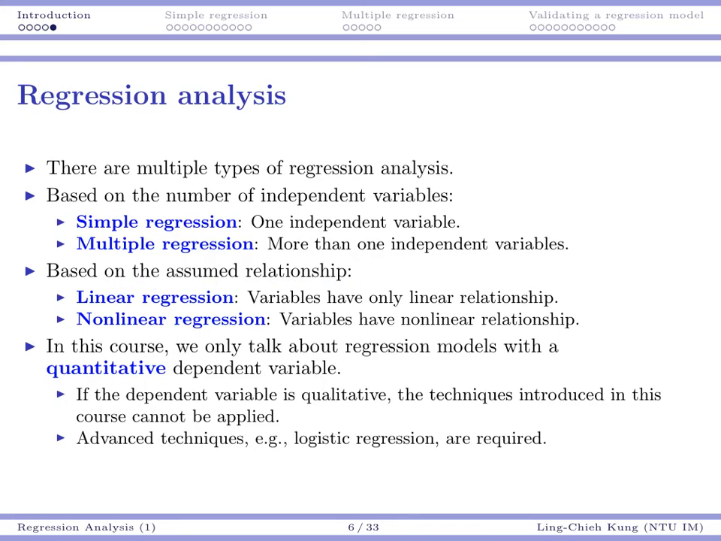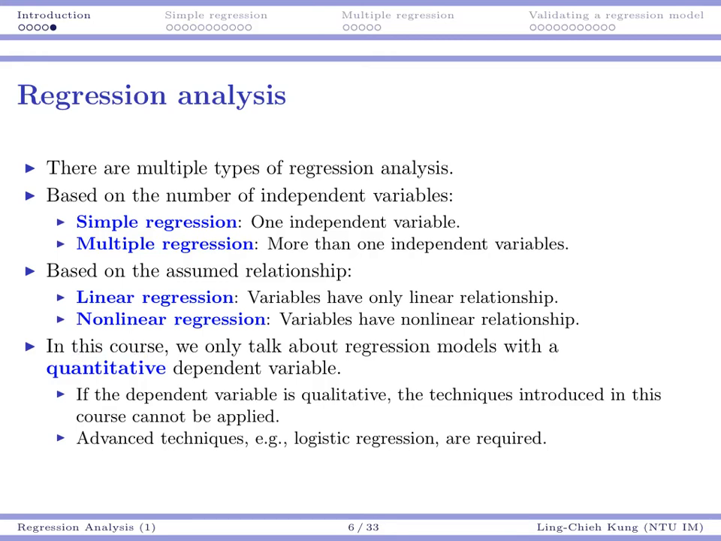Based on the assumed relationship, we may have linear or nonlinear regression. As you will see later, when we want to relate independent variables to dependent variables, we first need to make an assumption about how one variable affects the other. Then based on that assumption, we start to do estimations. If we assume there are only linear relationships, then that's a linear regression. That will be our focus today. For nonlinear relationships, we do nonlinear regression. Next week, we will see some examples.